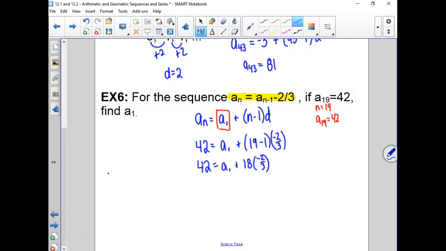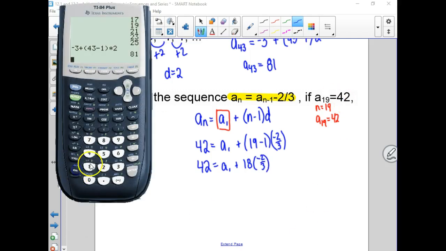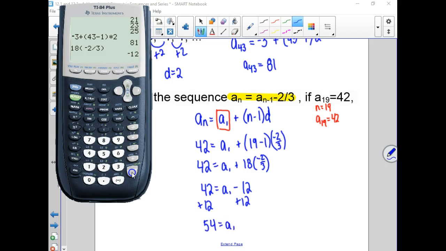And 18 times -2/3 we could do pretty easily, or we can just type into our calculator 18 times -2/3, and we will get -12. So we've got 42 equals A sub 1 minus 12. We'll add that 12 over to the other side, and we'll get 54 is our A sub 1. So we see 54 is a number that we would start with.